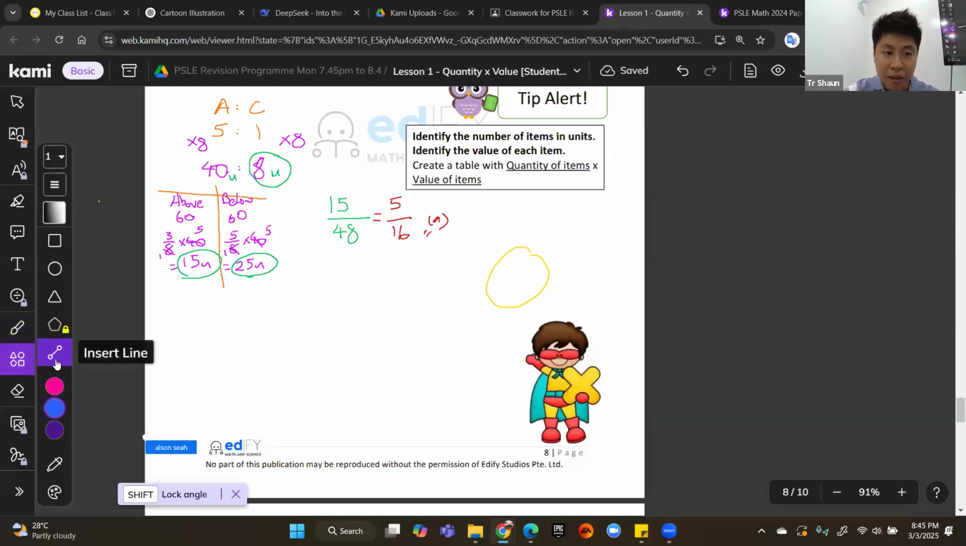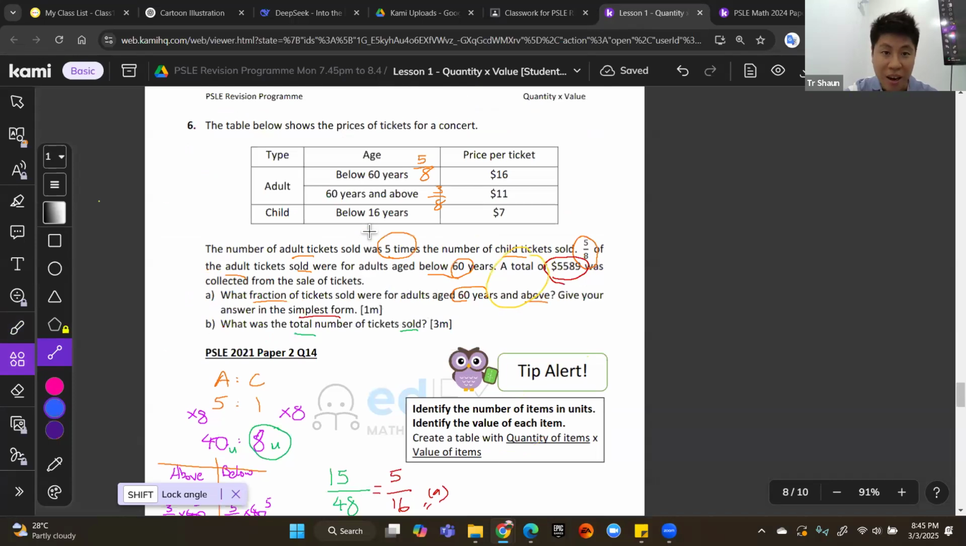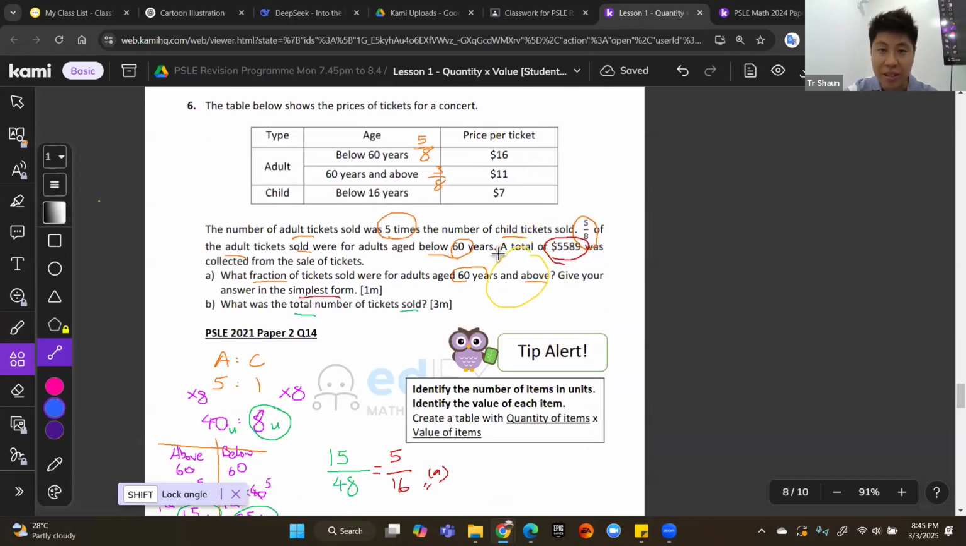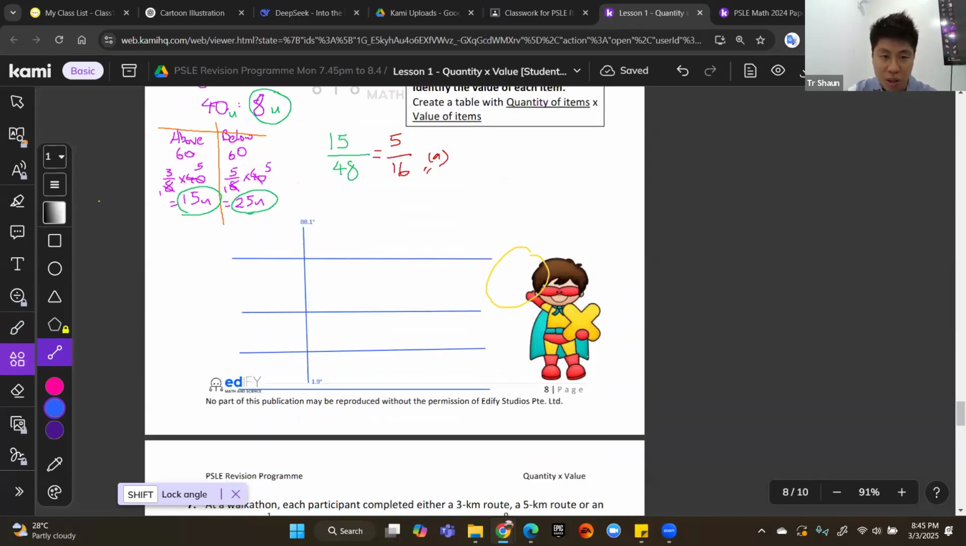I will need to do my table. Okay, so I need to do my table now. Why is this a quantity times value question? You can see that there are number of children, number of adults, price of tickets. Okay, so there are 3 different values. So with 3 different values, we are going to use our quantity times value. We're going to draw it here and find out what is at the side.